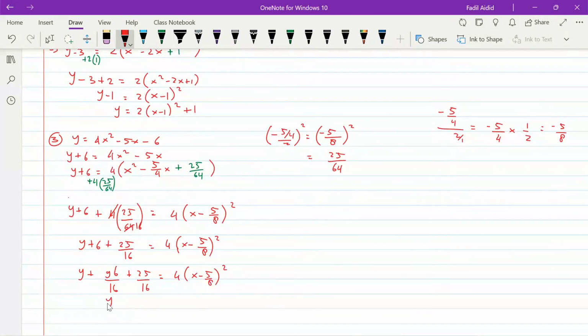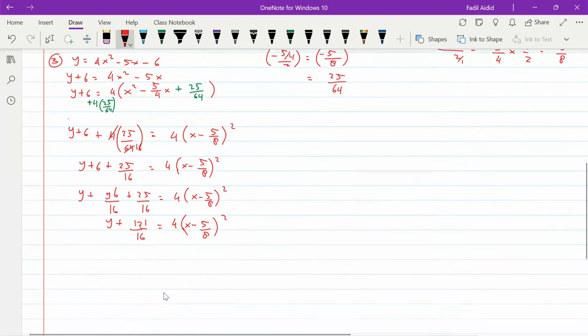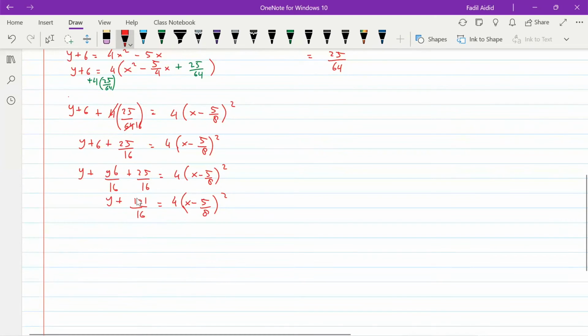And then it's going to be y plus 121 over 16 equals 4 times x minus 5 over 8, close bracket squared. And then the final step, you subtract this quantity from both sides of the equation. So it's going to be y equals 4 times x minus 5 over 8 squared minus 121 over 16.